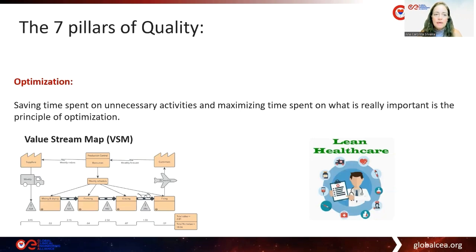Optimization, saving time spent on unnecessary activities and maximizing time spent on what is really important, is the principle of optimization. But to understand which activities are necessary and which are not, it's important to analyze each activity. This criteria analysis will bring to your institution lots of valuable information. And I bring here two tools that can help your institution to analyze each activity and where are the gaps, where are the problems, where are the activities that are unnecessary.